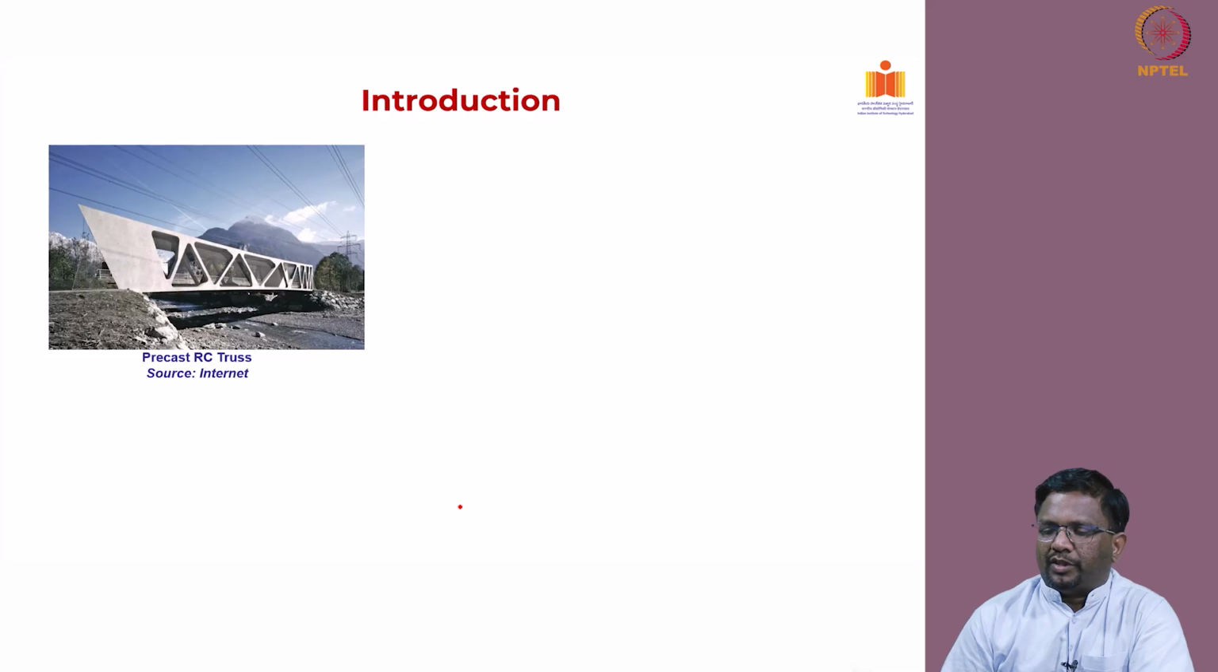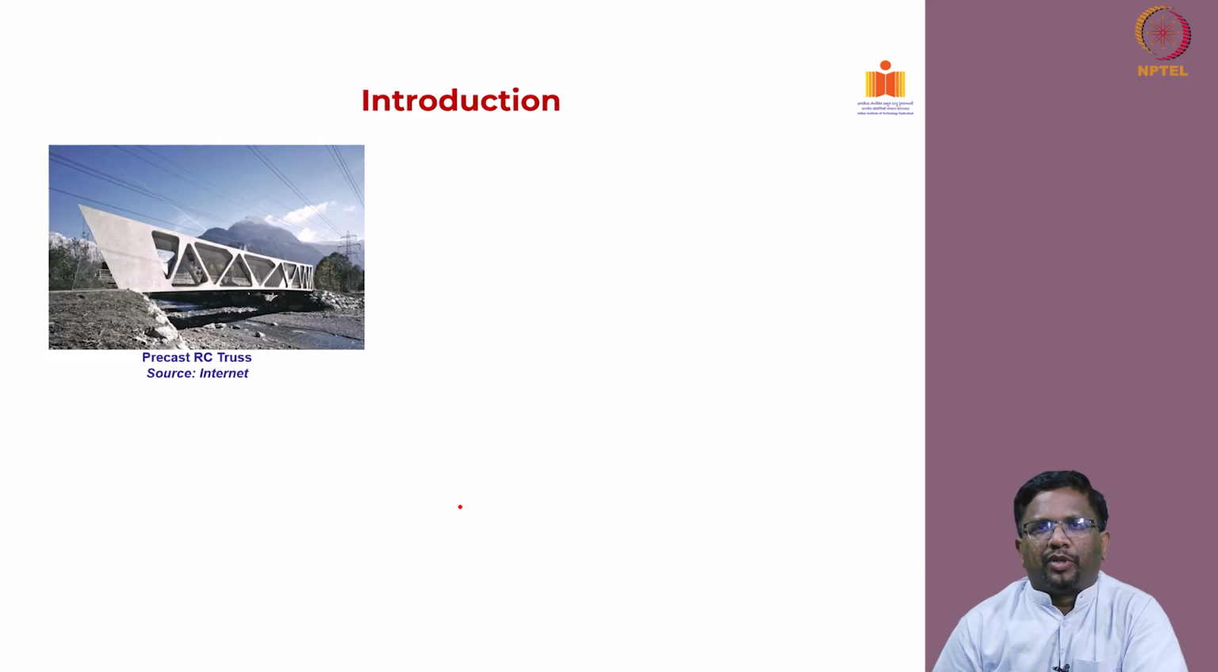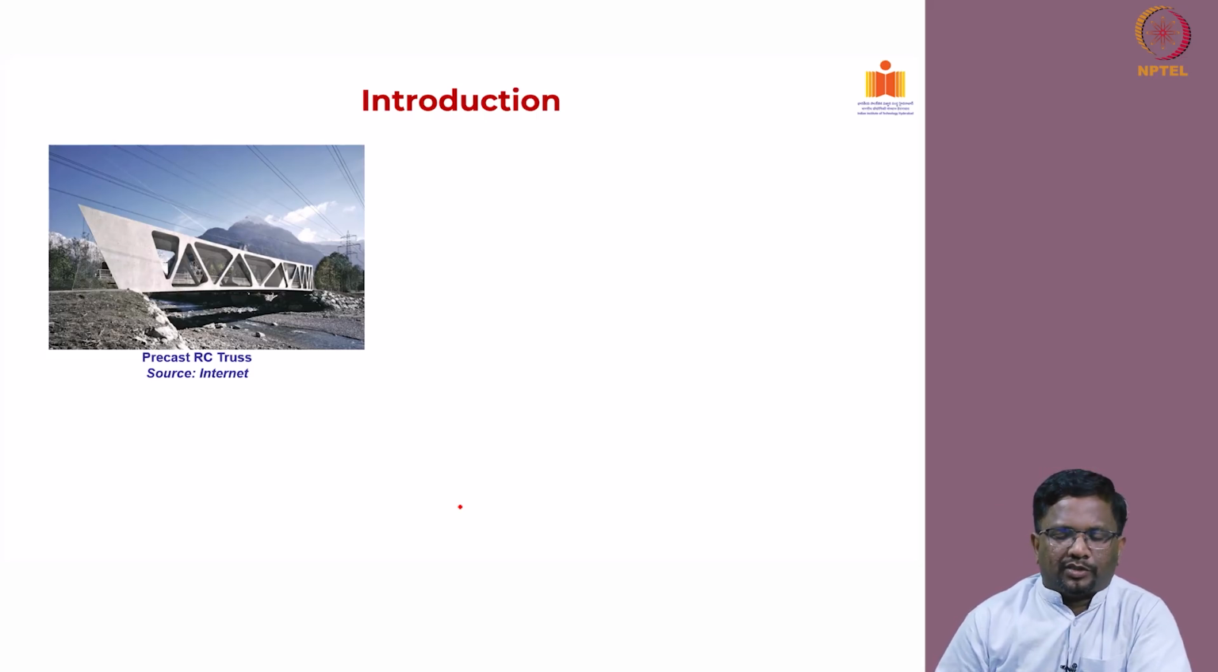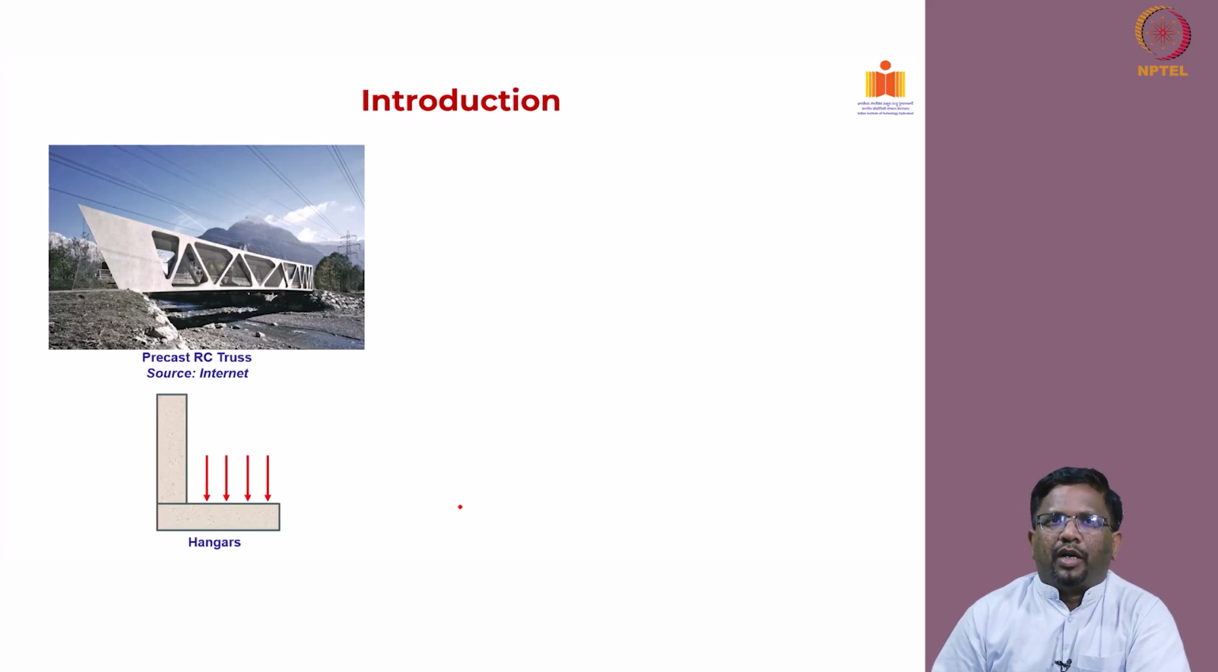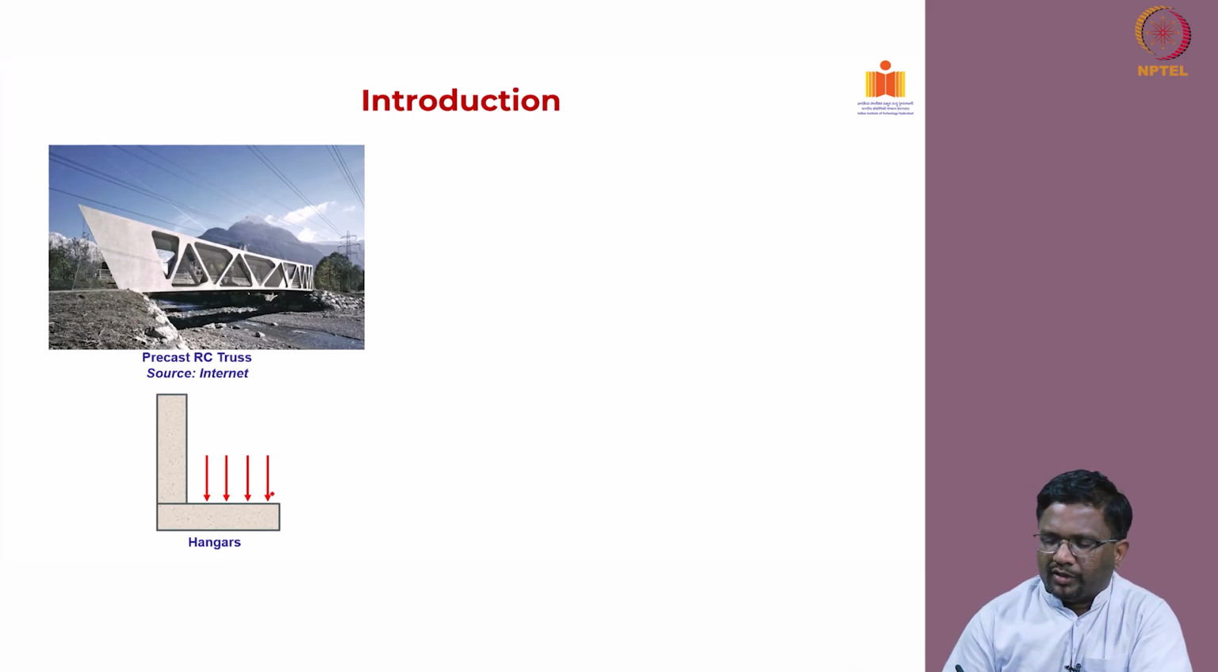Now, these are some of the examples. You can see there is a precast RC truss. Of course, you have to design the element in such a way that under tension they are not going to crack, and you are also going to put some reinforcement to make sure that the crack widths are limited under service loads in case of a precast RC truss system. And in hangers, sometimes if the slabs are hung from these elements, when you have a load, then this member will be subjected to axial load. So, this is another example where you have concrete elements subjected to axial load.